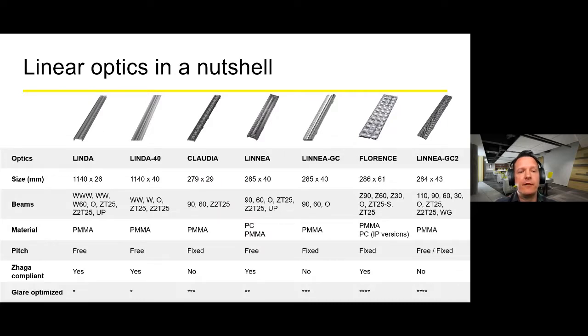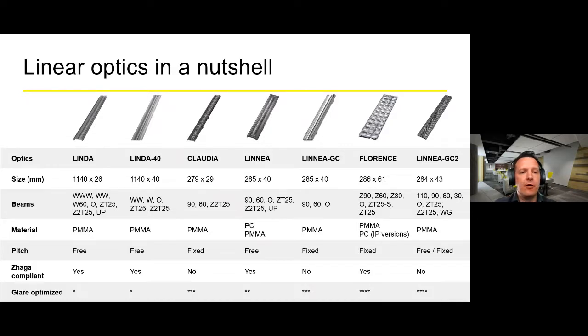So these are extrusions or molded optics. Within the family, we offer a variety of different beams from 60 to 110 degree, asymmetric, double asymmetric, oval, wall grazer, etc. They are made from special materials, from PMMA or even polycarbonate. Some of them are also available as IP versions, so UV protection.